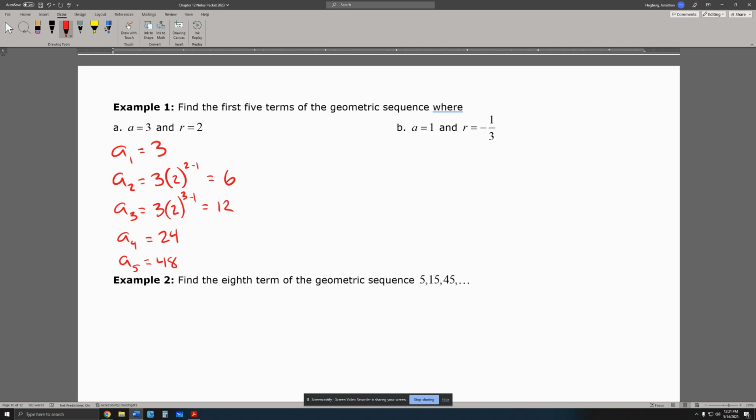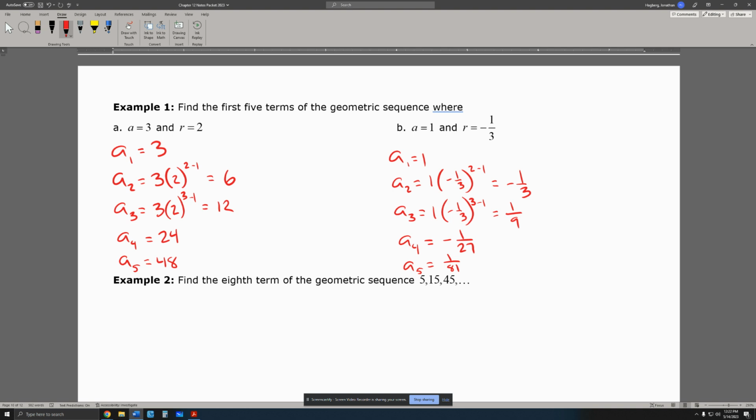So letter B, A1, a is 1 and r is negative 1/3. So then again, A1 is equal to 1, A2 is equal to 1 times negative 1/3 to the 2 minus 1. This is equal to just negative 1/3. A3 is equal to 1 times negative 1/3 to the power 3 minus 1. This is equal to negative 1/3, the quantity squared, which is positive 1/9. A4 is equal to negative 1/27th, and A5 is equal to positive 1/81st.